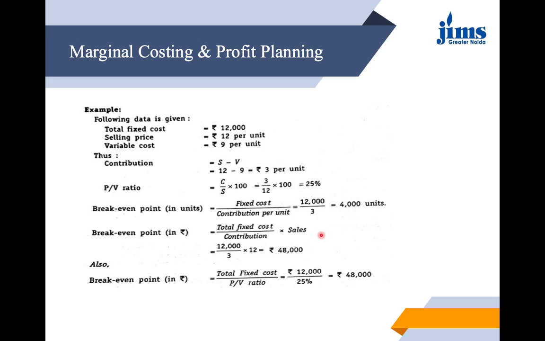In rupees, we can find it out. Total fixed cost is 12,000, contribution is rupees 3 and sales is 12. So in that case, it would be 48,000 rupees. And if we need to find it out directly, that is also quite possible, because we have calculated PV ratio here at this point. So we can just put it up here and we are able to obtain the same amount, 48,000, as we have obtained through this formula. Okay.